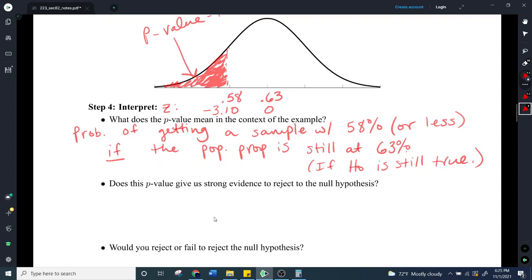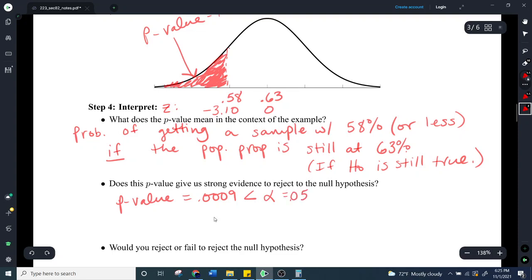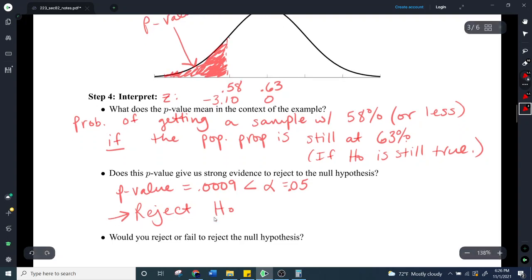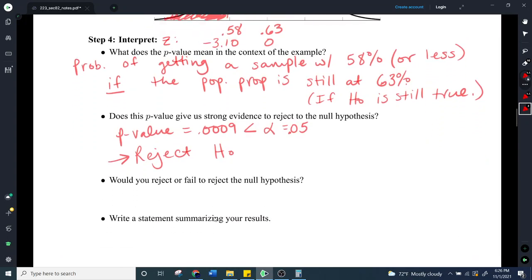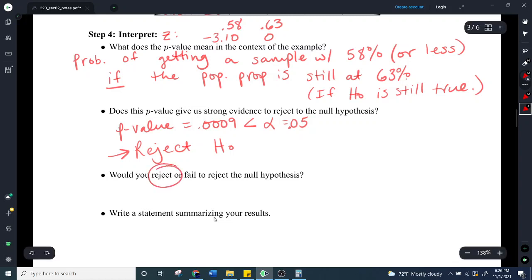So let's write some things down. Our p-value is 0.0009. And what you can remember is that that is less than our significance level. Remember, our significance level was 0.05. That's quite a bit less than 0.05. So anything below 5% usually gives us strong evidence to reject the null hypothesis. Small p-values mean that we're going to reject the null hypothesis. So would you reject or fail to reject? Well, yes, we just said that. We're going to reject the null hypothesis.